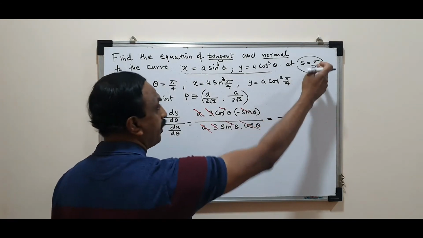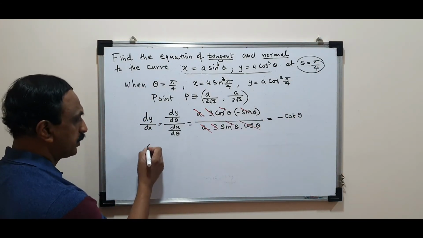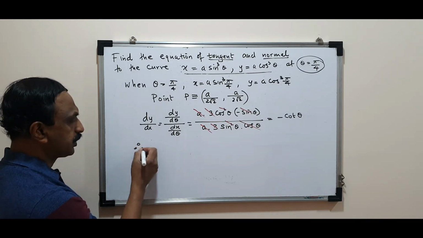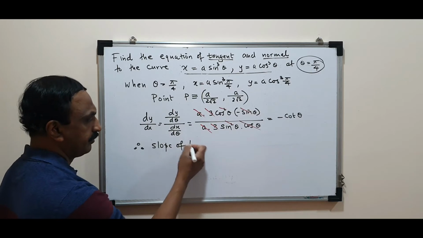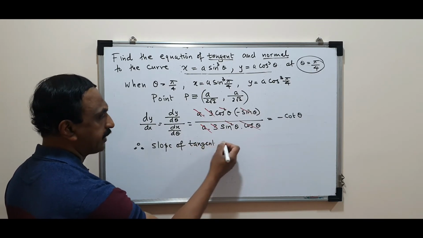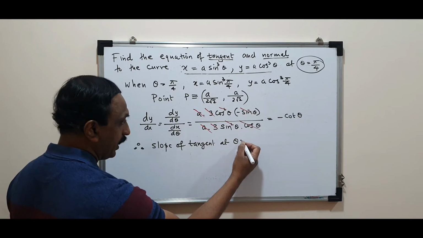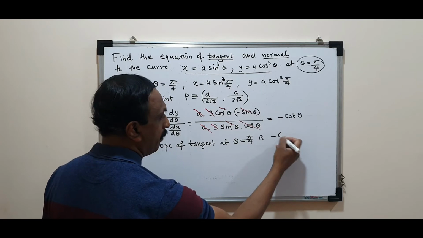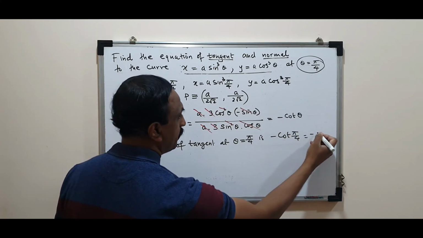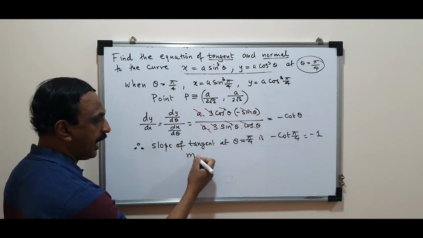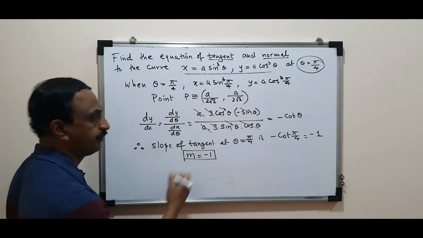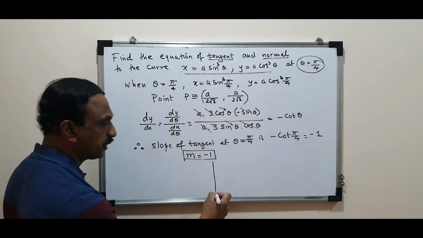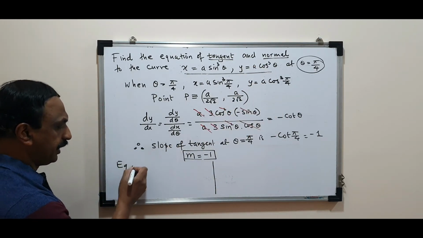That means at theta is pi by 4, you will get the slope of the tangent at that point. So dy by dx, okay, I'll write it directly. Therefore, the slope of the tangent at theta is equal to pi by 4 is equal to minus cot pi by 4, which is minus 1. So we got m is equal to minus 1. Slope of the tangent we got. The slope of the normal also we have to find. So I'm going to find both. Equation of tangent I'll find first.